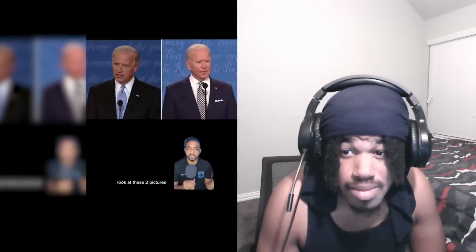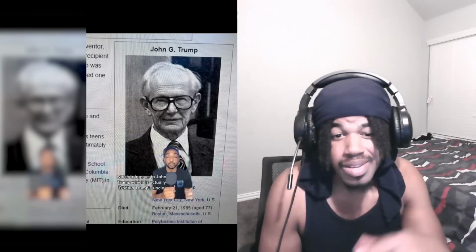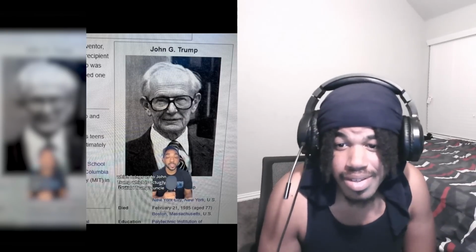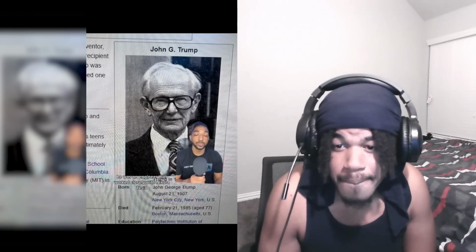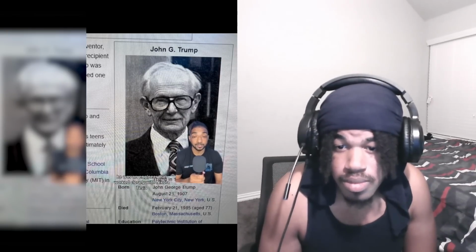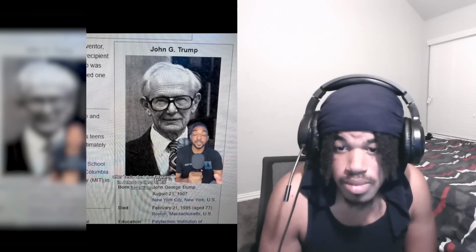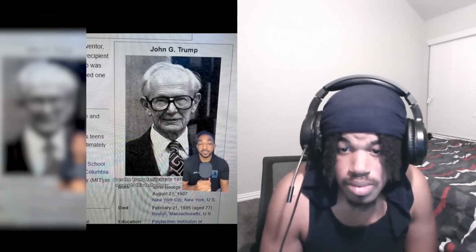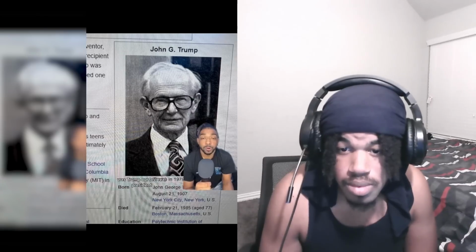Look at these two pictures. This is not even the same guy. No. Yeah, this ain't it. Come on, man. Which brings us to John Trump, which is actually Donald Trump's uncle. He was an engineer that worked closely with Nikola Tesla. After Tesla died, the FBI sent in John to collect all his inventions. Does the Trump family have access to this technology? Was Trump our last real president?